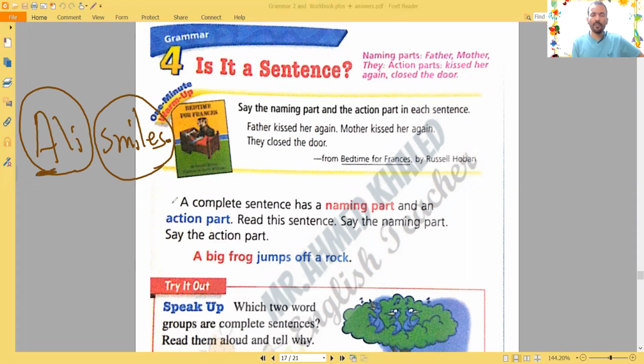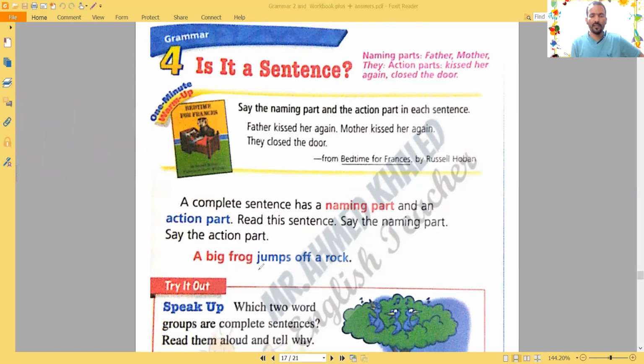Okay, let's complete reading from our book here. A complete sentence has a naming part and an action part. Let's read the given example. A big frog is the naming part, because it's the one which does the action. Jumps off the rock is the action part. So for this sentence we have a naming part and an action part. Now let's move to practice.